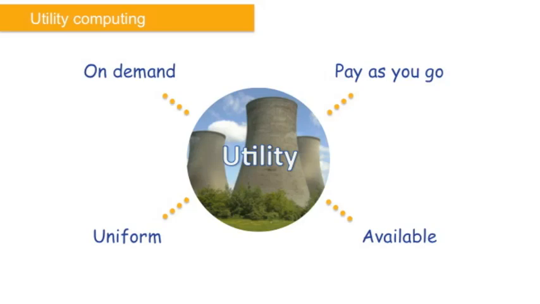So what are those principles? The first is utility computing, and this is what AWS is all about. Just as you would plug a device into the socket and expect the electricity to be available on demand when you turn the switch on, that you expect to pay as you go for the electricity you consume, and you expect it to be highly available, always there, and to be uniform, consistent, whatever socket you plug into.